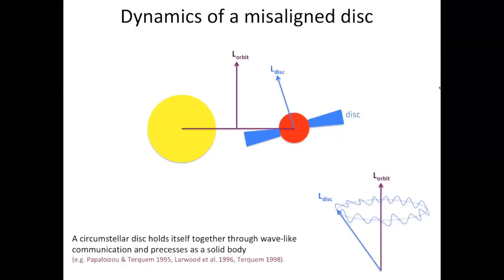Since the disk precesses like a solid body, it undergoes the same dynamics as the test particle, but on a global scale. The timescale for the precession is a density-weighted average of the timescale of the individual rings in the disk. So the disk undergoes retrograde nodal precession with a wobble on a timescale of half the binary orbital period.